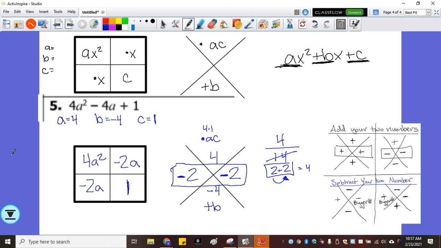And then take out your greatest common factor. So the greatest common factor between 4 and 2 is 2.